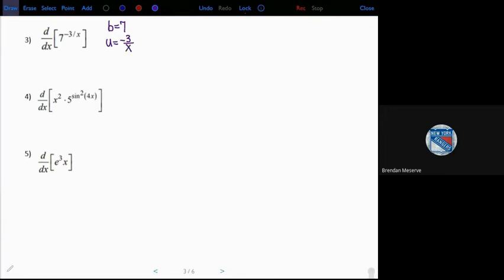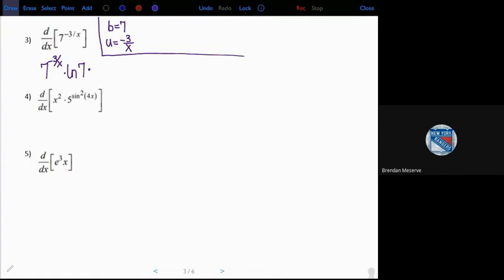So my derivative here is going to start off with b to the u as is, 7 to the -3 over x, times the ln of the base. So times ln of 7. That's the base. But then times u prime. Well, if I take a look at u here, I'm going to separate that so it doesn't get confusing.